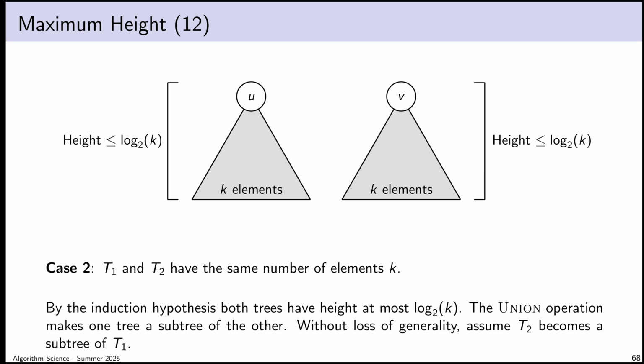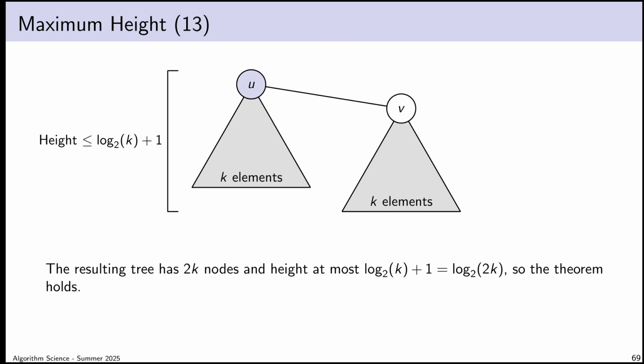Just to clean things up and make it easier to talk about, we know that the union operation makes one of them a subtree of the other, and I've done nothing else to distinguish them so far. They have the same number of elements, so let's decide that T1 becomes the new root, and T2 becomes a subtree of T1. Both trees coming in had k elements, so the resulting tree has 2k elements.